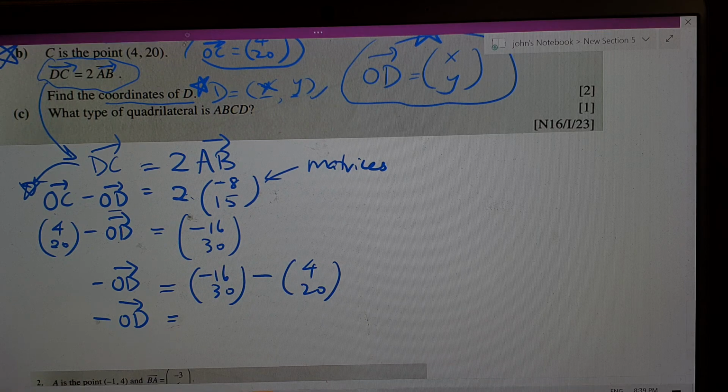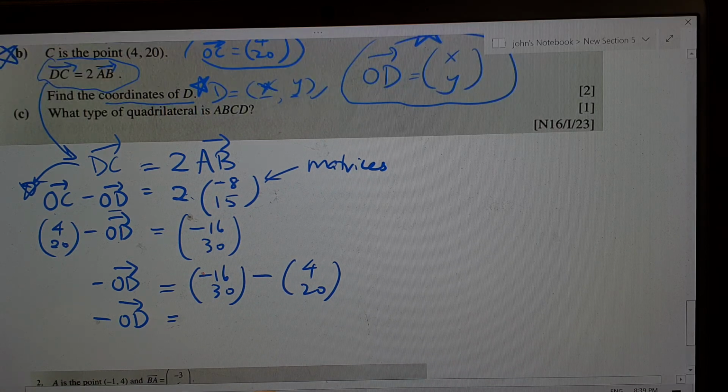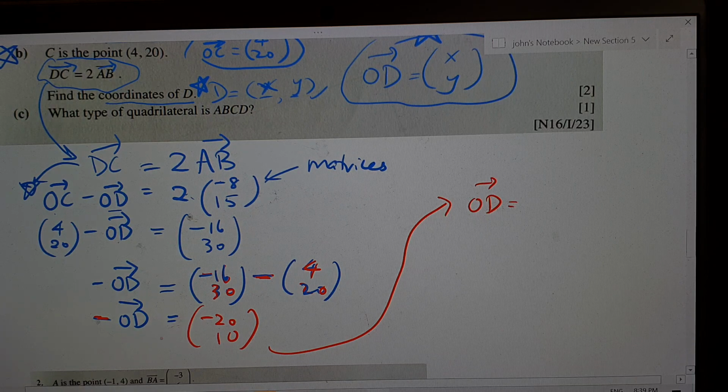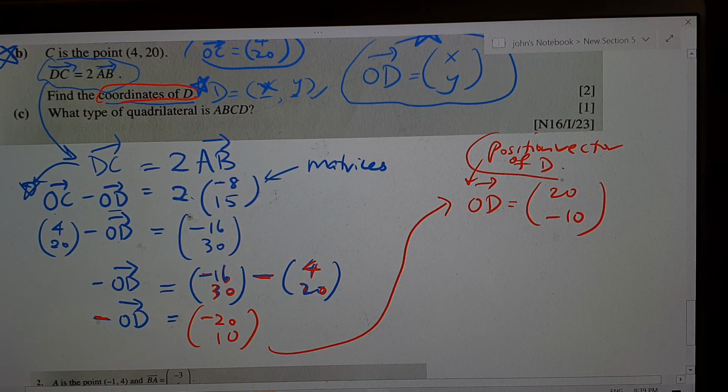So how do I do this? It is minus 16 minus 4, so it's minus 20. Then this is 30 minus 20, so it's 10. Alright, but this is minus OD. I don't want minus OD, I want OD, right? So I continue here: OD, I multiply by minus on both sides. This will change to 20. This will change to minus 10. Okay, don't leave your answer like that, because they want coordinates. Is this coordinates? No, this is the position vector of D. But you can easily convert this into coordinates by writing them side by side, the X and the Y value. Okay, so this is your answer.